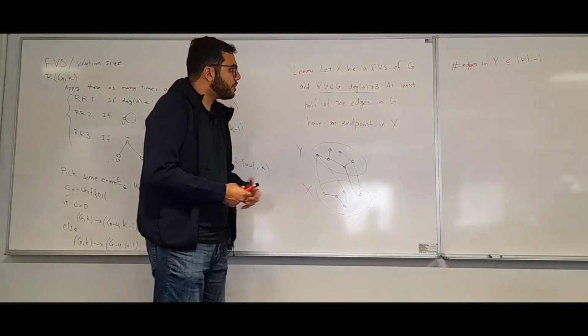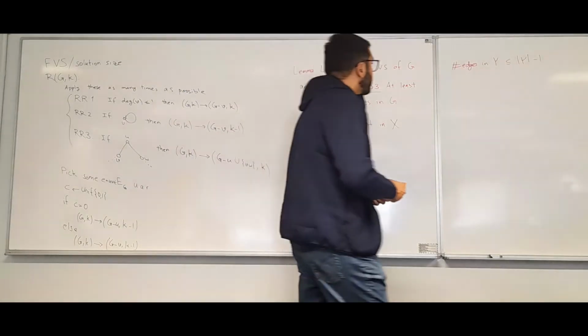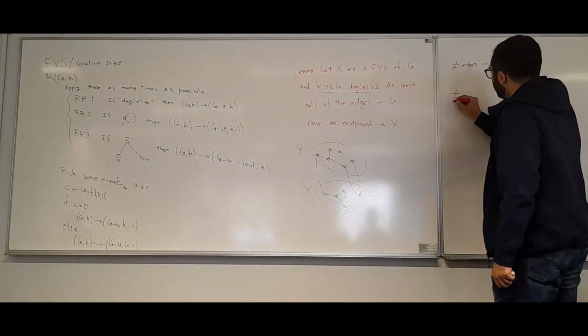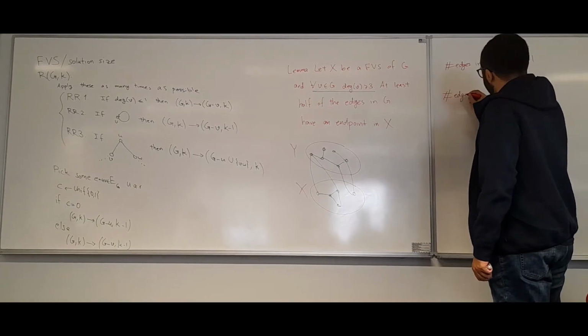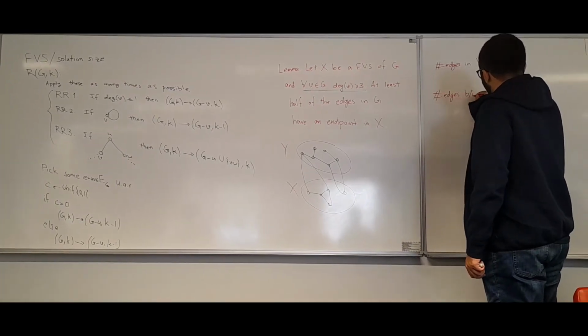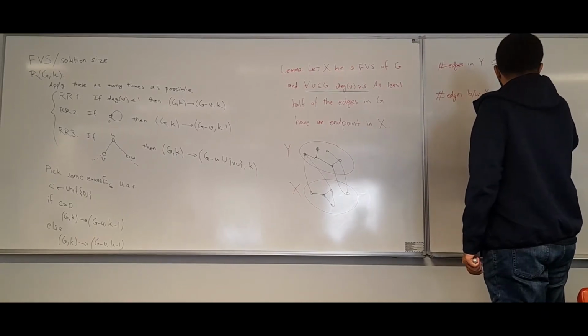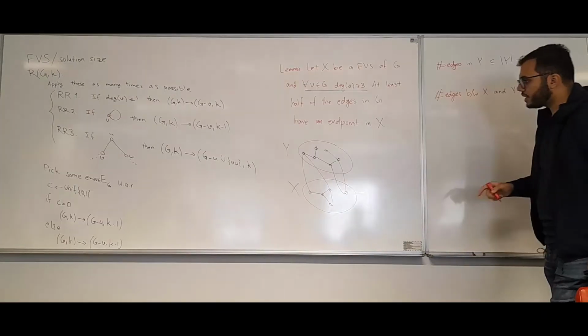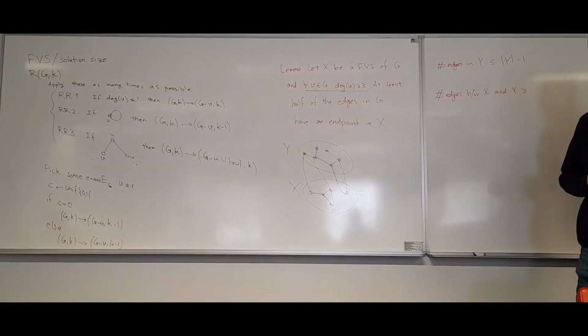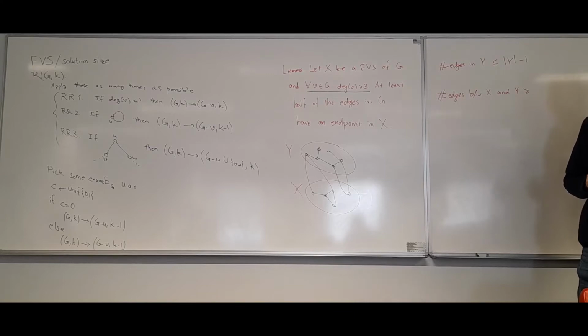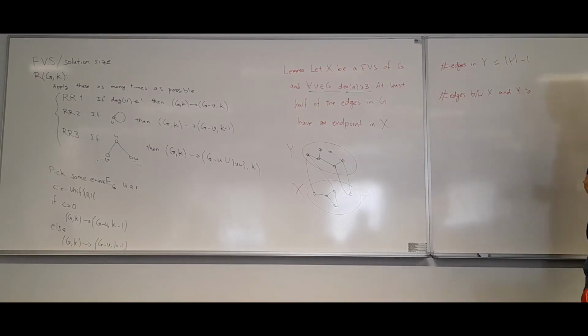Right? So the only thing that I can say here is that the number of edges between X and Y is greater than or equal to the number of leaves in Y times 2 plus the number of degree 2 vertices in Y.